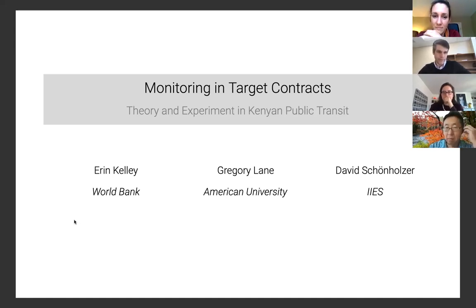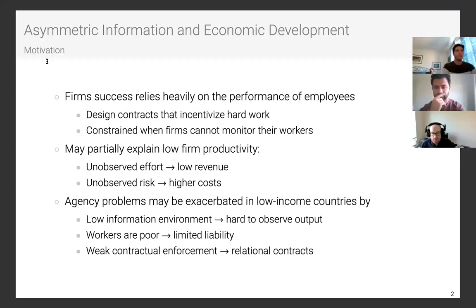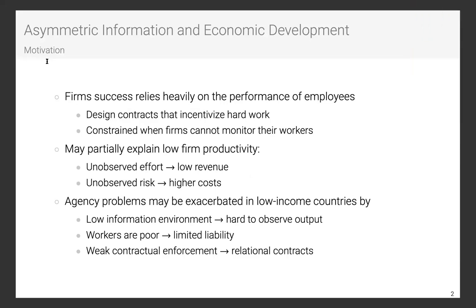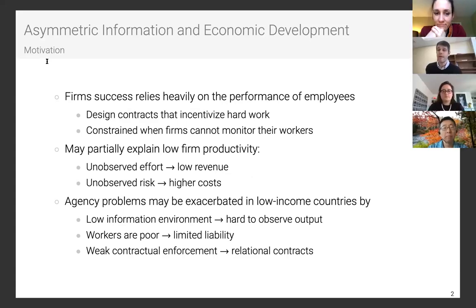The motivation that we had going into this project was thinking about the problem of firm growth, and in particular, the difficulty that firms have incentivizing their employees to work hard. How well a firm does is going to depend heavily on how well their employees are performing. But it's particularly difficult to design contracts sometimes that properly incentivize employees to do that. And this problem is particularly difficult if firms can't actually observe or monitor what their workers are doing. So this is your classic principal-agent problem.